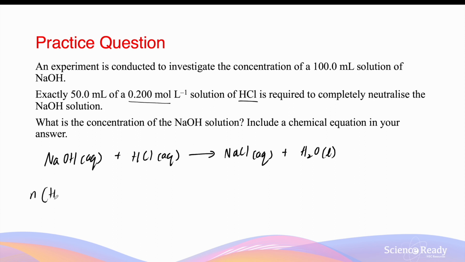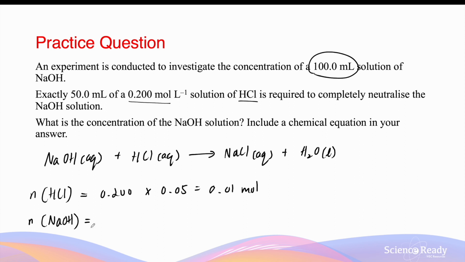The number of moles of hydrochloric acid used is its concentration multiplied by the volume in liters, and this is 0.01 mole. Therefore, the moles of sodium hydroxide that was in the solution, which is 100 mL, is also 0.01 moles, a 1-to-1 reaction ratio.